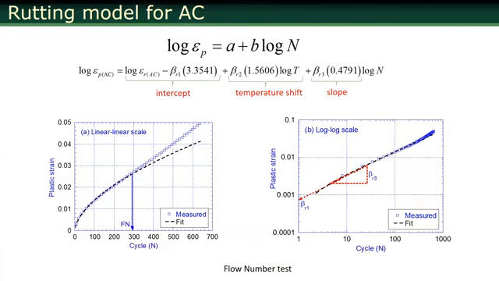Now you have another component here, which is based on the temperature. When you run this test at a higher temperature, you would have another shift. I haven't shown it here, but the whole curve would go upwards. If you run it at a lower temperature, the whole curve will go downwards. So this beta controls how much there is a shift in the vertical direction.